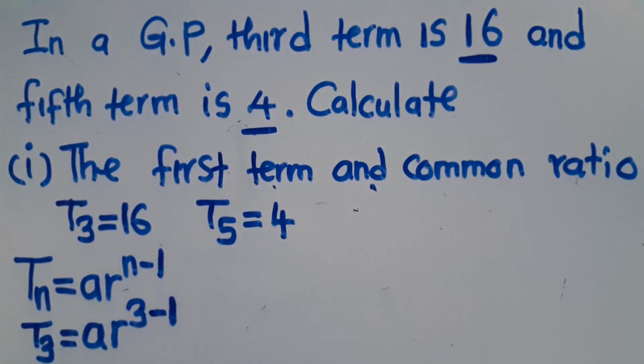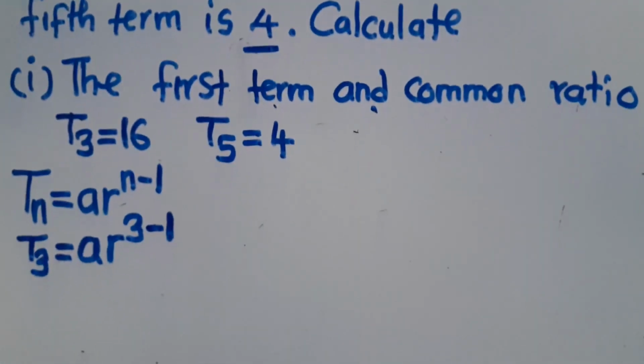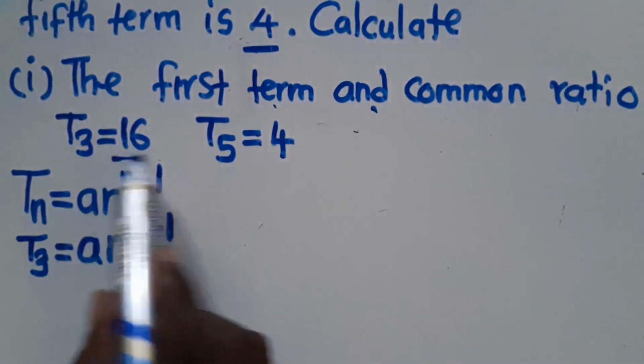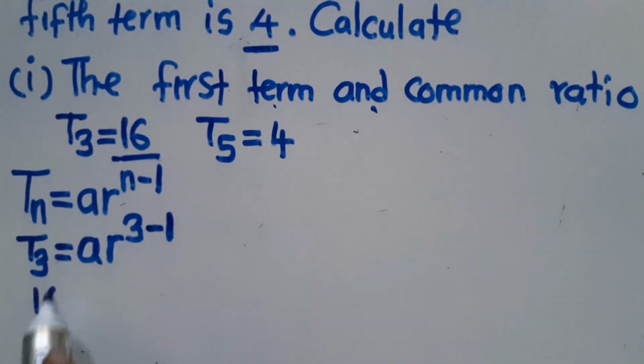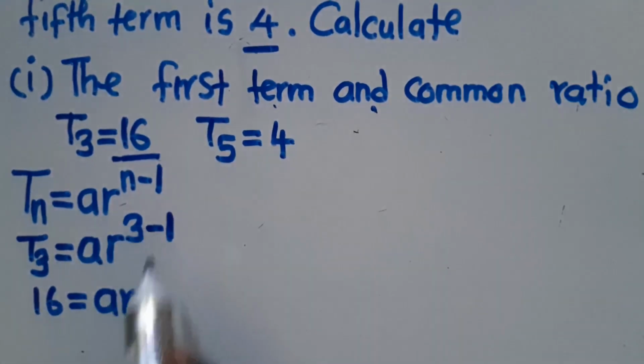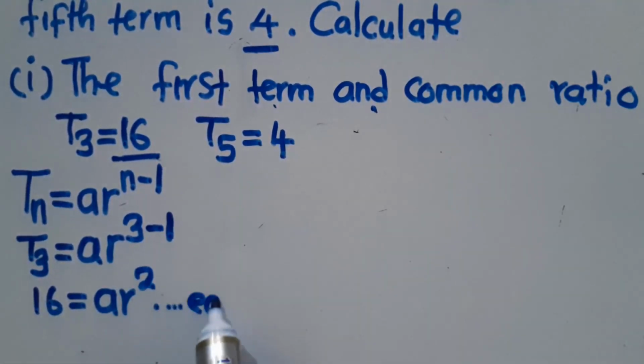After doing this, I substitute. What is my term number 3? Term number 3 is 16. So here I put 16 is equal to a r to the power 3 minus 1, which is 2. I call this my equation 1. This is what you need to do. You need to form two equations, so I've formed the first equation.